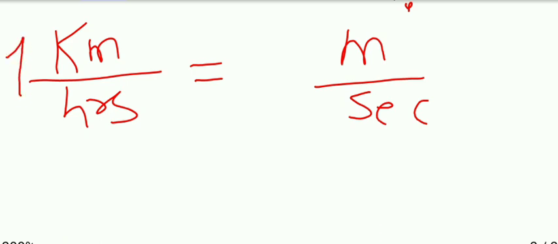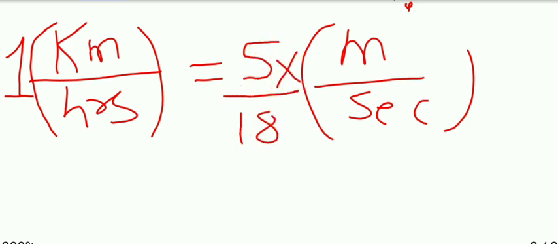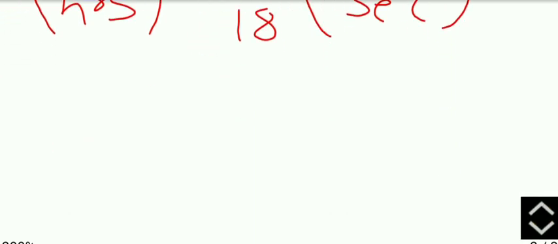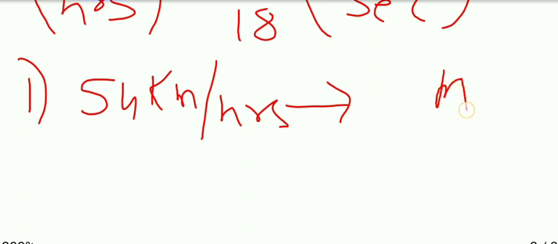So if you want to convert kilometer per hour into meter per second, you will always multiply it by 5 by 18. So your answer is automatically converted into meter per second. For example, I place one question over here. Suppose you are given 54 kilometer per hour, and this you have to convert into meter per second.